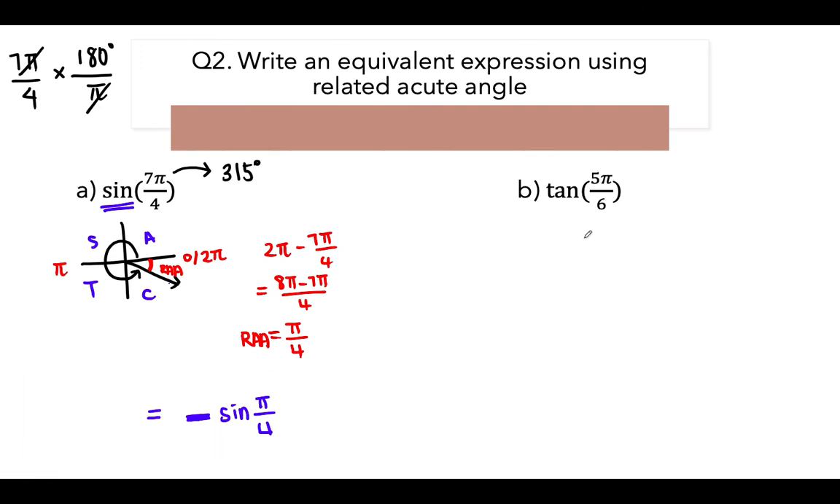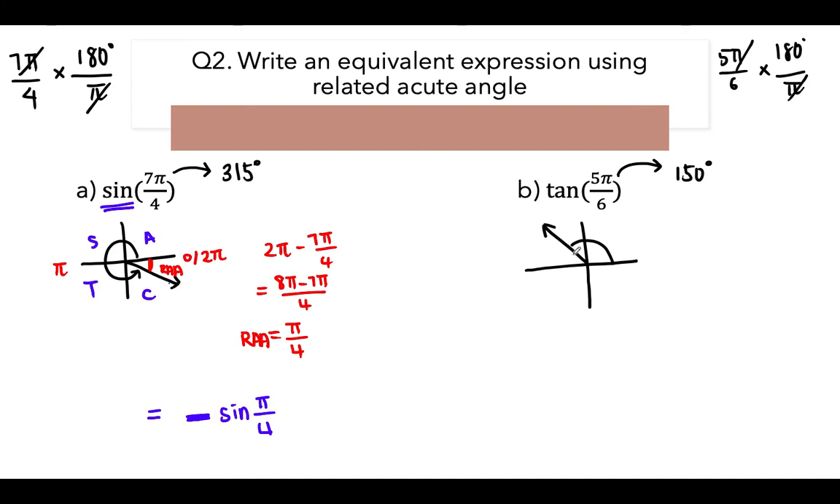Next, tangent 5 pi over 6. So again, I'm going to do a conversion. So multiply 5 pi over 6 times 180 degrees over pi. And when you simplify, it's going to give me 150 degrees. So let's draw on our Cartesian plane. 150 is located in quadrant 2. This is 150. But we have to figure out my related acute.